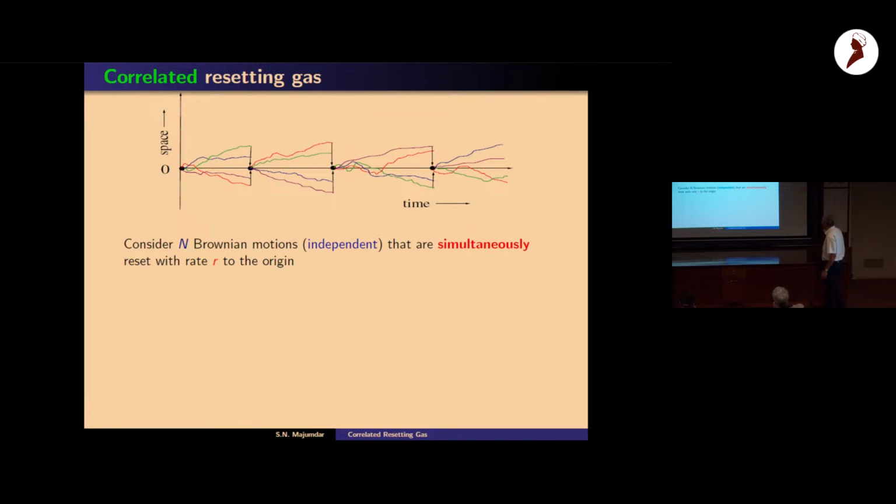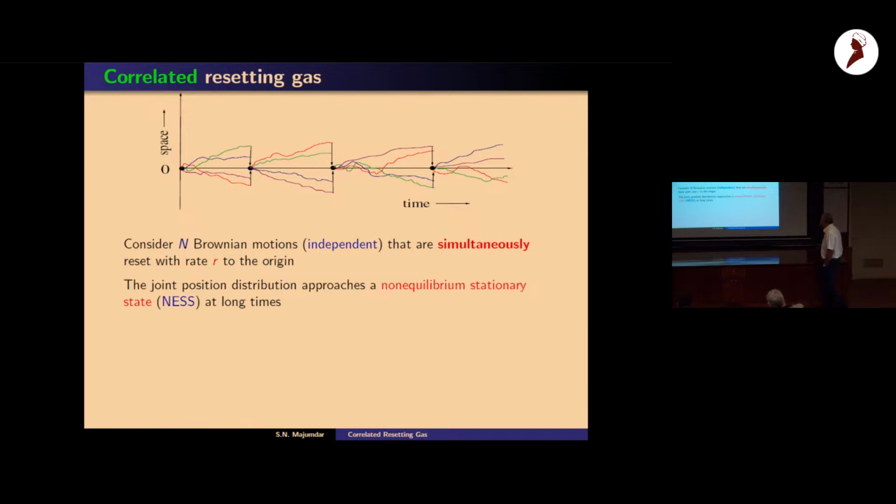So let's say we have n particles which are totally non-interacting, independent particles. You let them evolve up to a random time, and you simultaneously reset them. That's like switching on your optical trap to the origin, let's say. This is the instantaneous case, and then you let them evolve again randomly, and again you switch on the optical trap at random times, and so on and so forth. Okay.